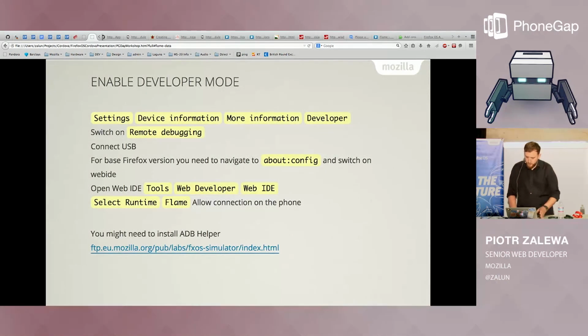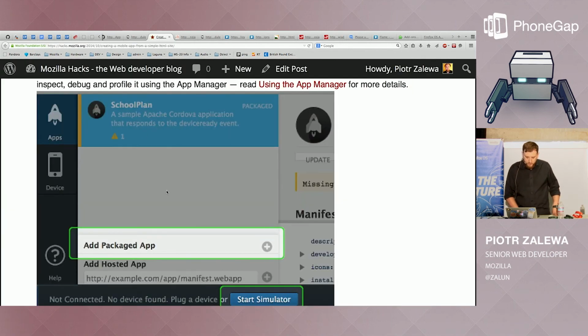So in Web IDE, under tools, we have select runtime Flame, which will connect to the phone, and then you open the application and it's working. In the App Manager, it will be add a packaged app, and you will add the app to the system. We may also work without the phone on the simulator. It says no device found, plug a device or start the simulator, and you will be able to install new simulators of any version you would like, and then run the application on the simulator as well.